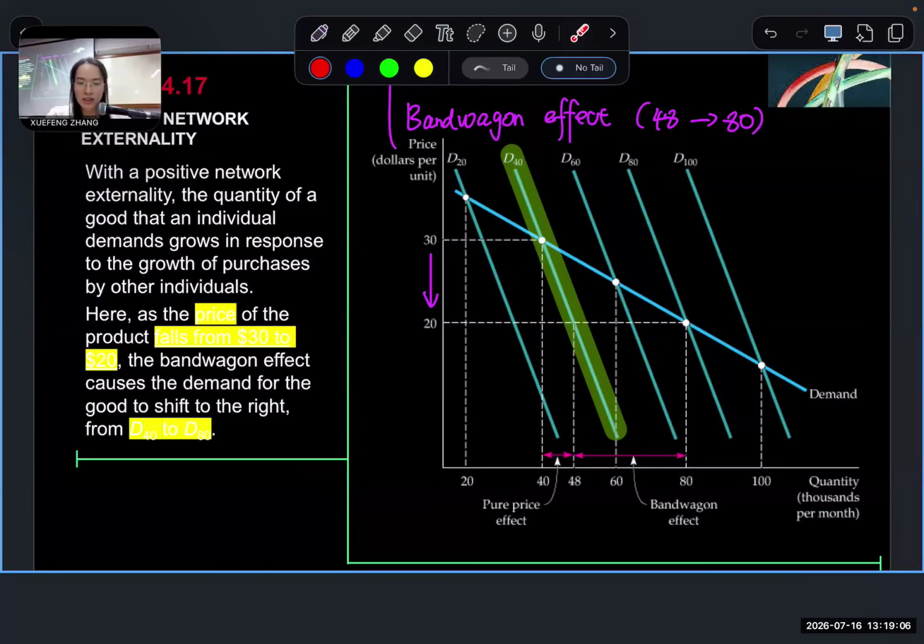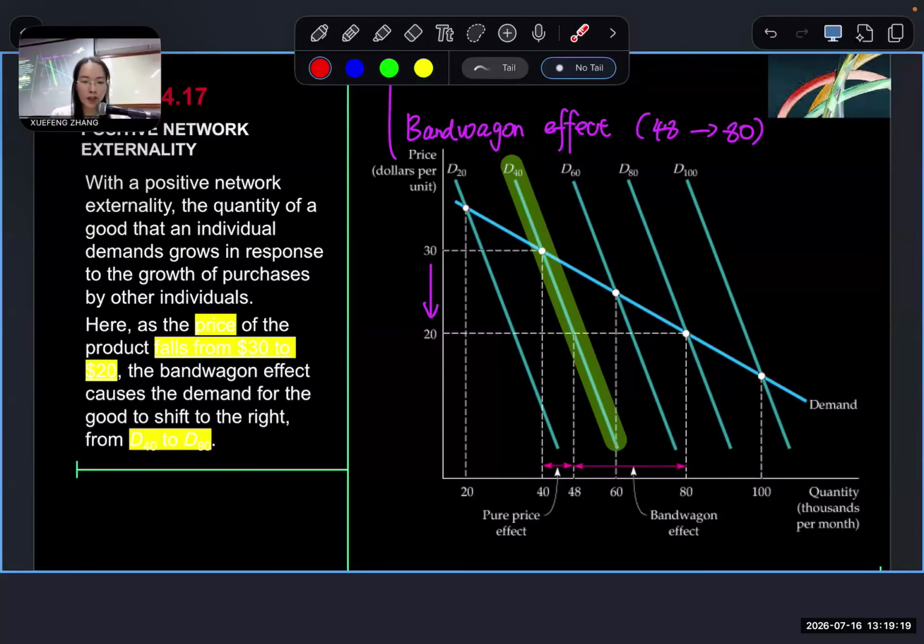Okay, so let me give you a simple story. Think about bubble tea dropping from 30 baht to 20 baht. So you buy more. This is the pure price effect. And your friends see you drinking it, they buy too. Shops get busier, even more people want it. This is the bandwagon effect. The bandwagon effect amplifies the price effect. So the final demand curve is flatter than without the externality. This is flatter.